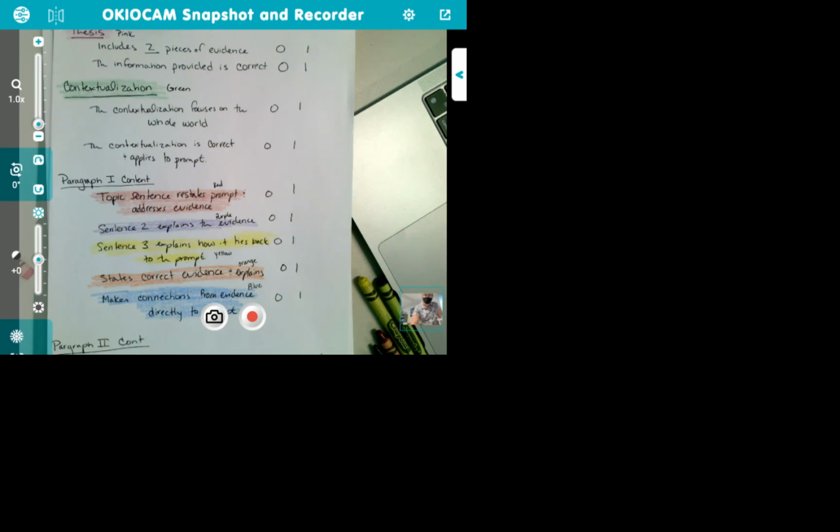Okay. Ladies and gentlemen, as soon as you get a stapler, you need to put the rubric on top of the essay. Yeah. It goes rubric, planning, rubric, essay, planning. Rubric, essay, planning. Rubric, essay, planning. So as soon as you get a stapler, you need to staple it immediately.